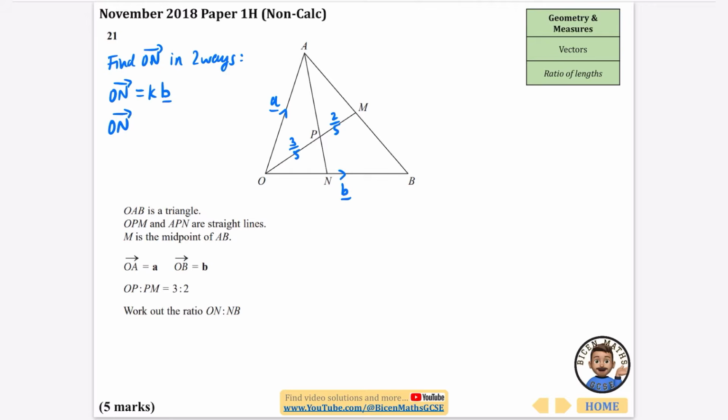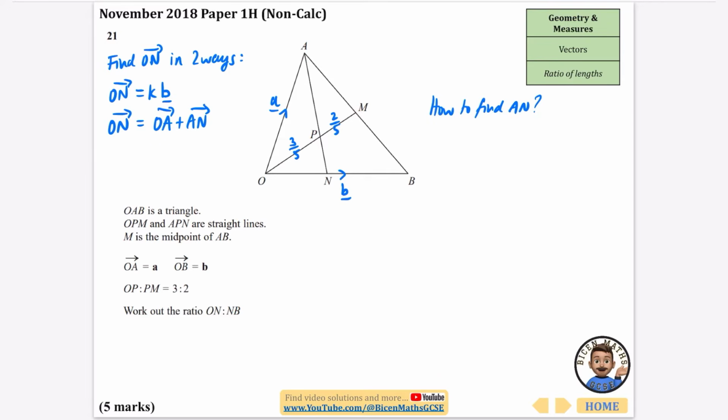Now the other way that we're going to find the vector ON, which is just from here to here, is we're going to go OA plus AN. So we're going to do OA plus AN. Now the OA part is obviously super easy, it's just A. But the AN is where things are going to get a bit harder. So we also need to think, how are we going to find AN? To find AN, I'm going to try and think about how I could find out what AP is. And to find AP, I'm going to have to use AM as well.